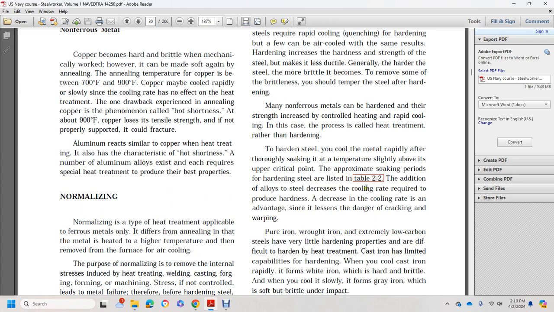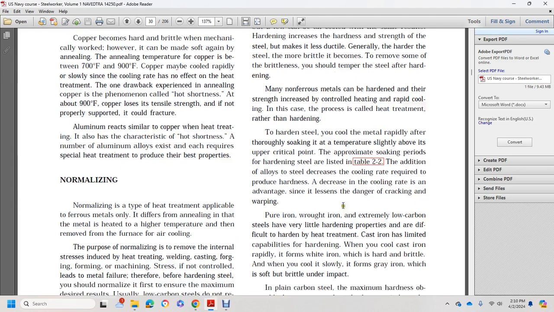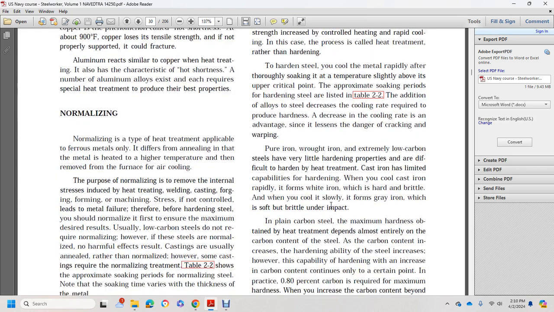Adding alloys to steel decreases the cooling rate required to produce hardness. Decreasing the cooling rate lessens the danger of cracking and warping. Pure iron, wrought iron, and extremely low carbon steels have very little hardening properties and are difficult to harden by heat treatment. Cast iron is limited in its capabilities of hardening. When you cool cast iron rapidly, it forms white iron, which is hard and brittle. When you cool it slowly, it forms gray iron, which is soft and brittle under impact.